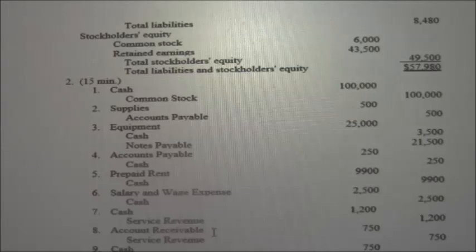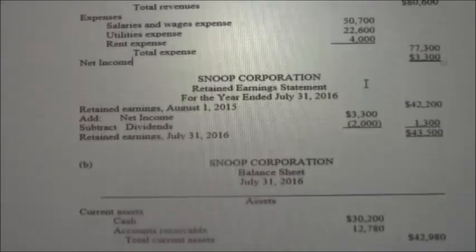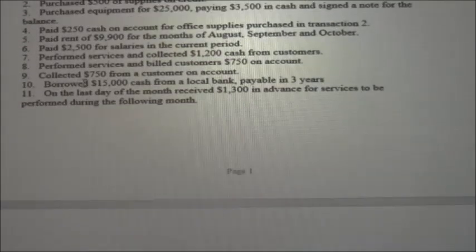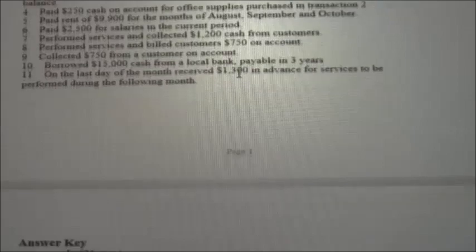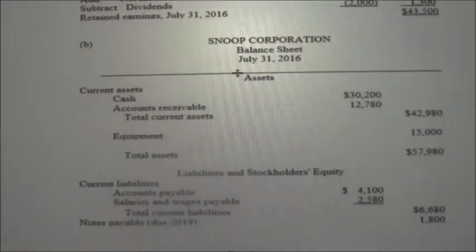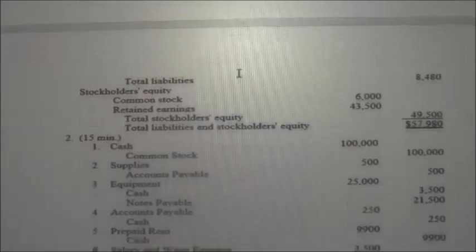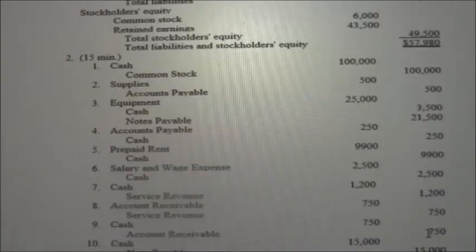So number 9, let's go to number 9. Number 9 says you collected $750, and let's go back up here and see that again. I know we're moving around, but you collected $750 from the customers on account. And what they're talking about is this transaction here that you got on account. So now you came down here and you collected the money from those customers. So what am I going to debit and what am I going to credit? You're going to debit cash and you're going to credit accounts receivable, because you have to reduce that accounts receivable. They don't owe you that $750 anymore.